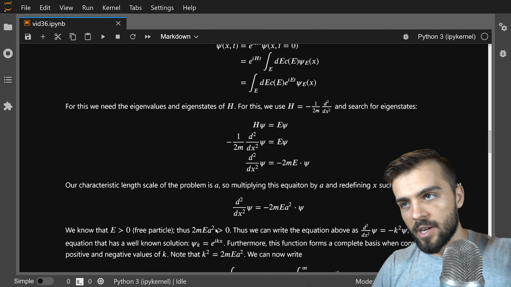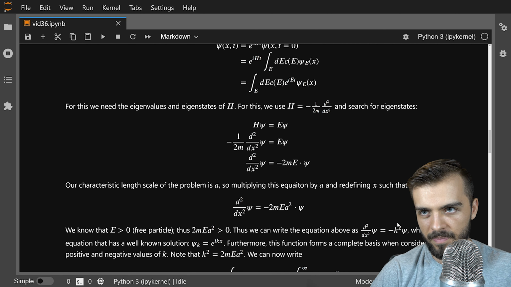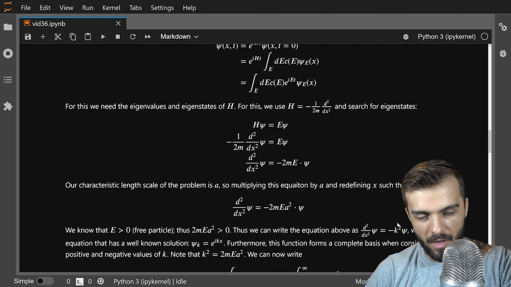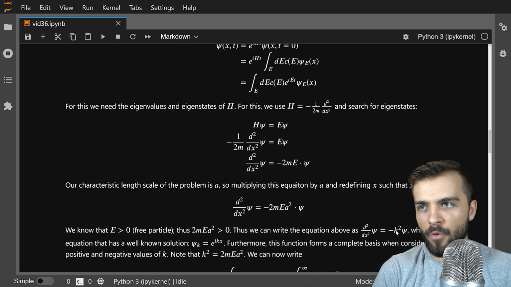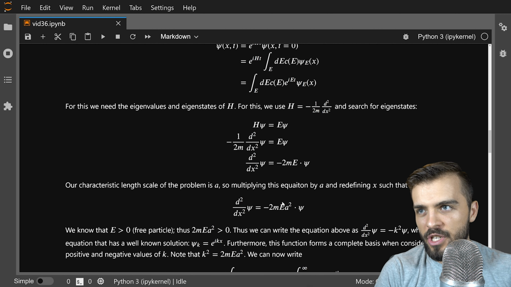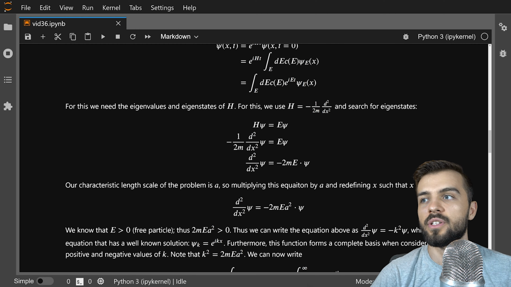Well, actually, the equation I know how to solve is the second derivative of the function is equal to minus k squared times the function. Because you take a derivative and a k pops out, then you take another derivative and a k pops out. This is a beautiful equation that you've seen before. And of course, since the energy is positive because you have a free particle, you know that k is positive. So you definitely know the solution to this equation.